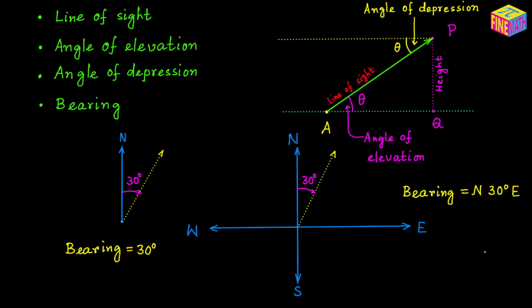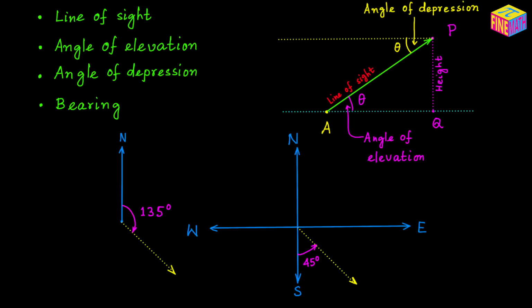Let's take a second example. Let's suppose we have an object kind of moving in this direction here. So in the first method, what would be the bearing? Well, in the first method, the bearing will be 135 degree, angle measured from the reference direction, which is the north direction.